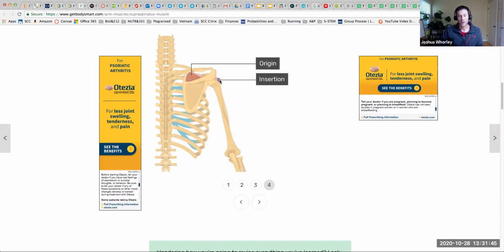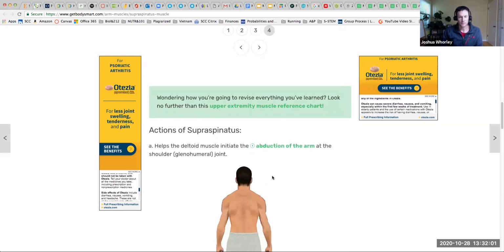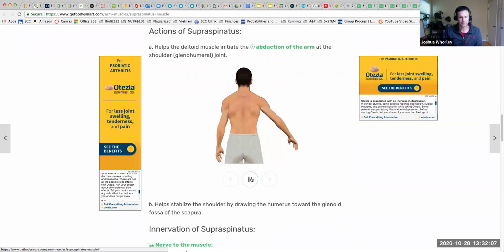So if we pull all this off, there's our origin, there's our insertion. So again, primarily a fixator, right? Pulling this in, but also a bit of an abductor. So when you contract this muscle, it pulls on the outside of the humerus here. So it's going to abduct it. It's going to pull it up away from the body, like that.